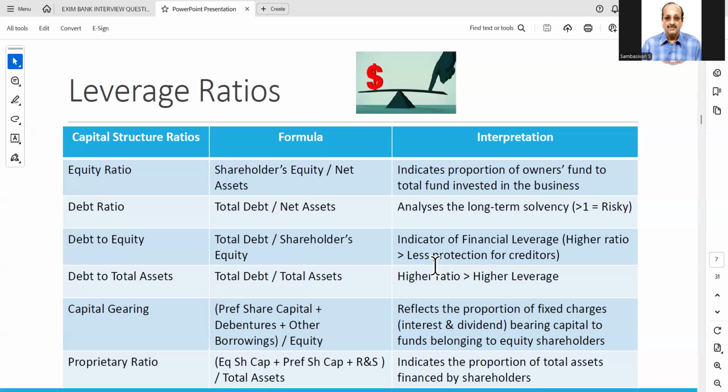Debt to total assets, total debt by total assets, higher ratio means higher leverage. If the total debt is higher, it means it's a negative point. Capital gearing, please go through this. Proprietary ratio.